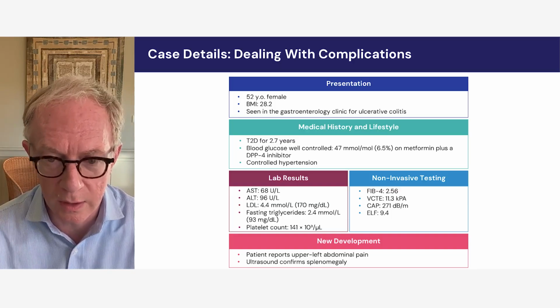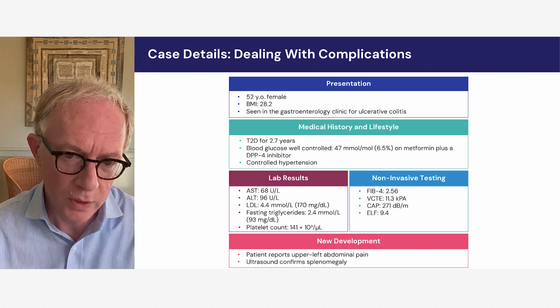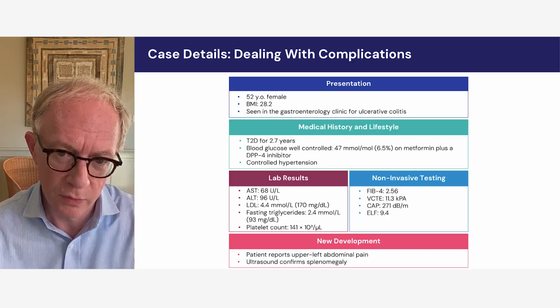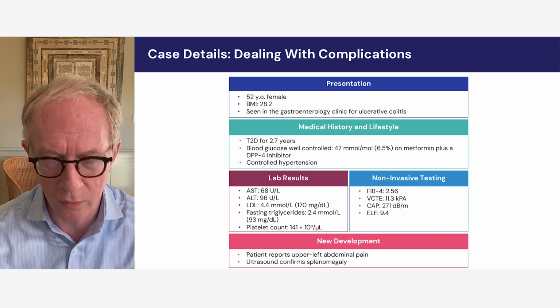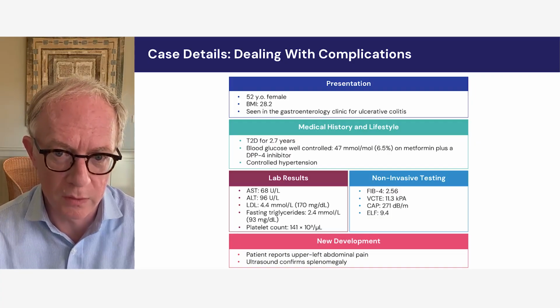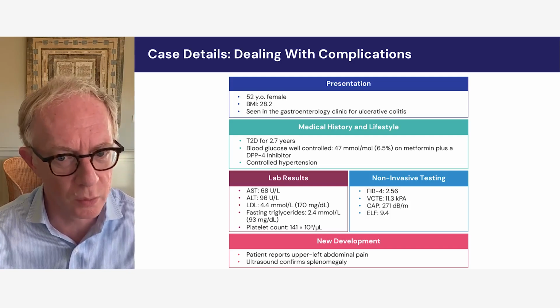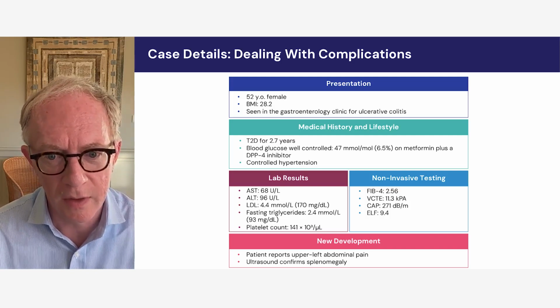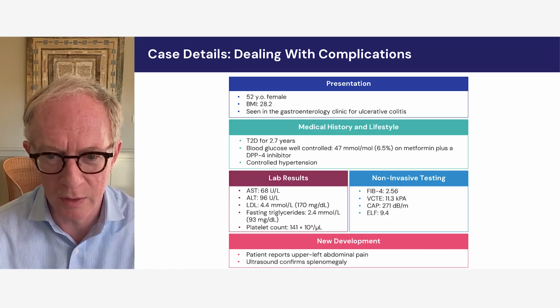There's an ultrasound done, and it confirms splenomegaly, which is a little bit cumbersome because if you remember, the platelets were already a little bit low with 141, at the border of what you would expect when patients evolve to cirrhosis. And the other tests were not indicative of cirrhosis, but with the evolution over time and the appearance of splenomegaly, you should consider at least the possibility of cirrhosis.